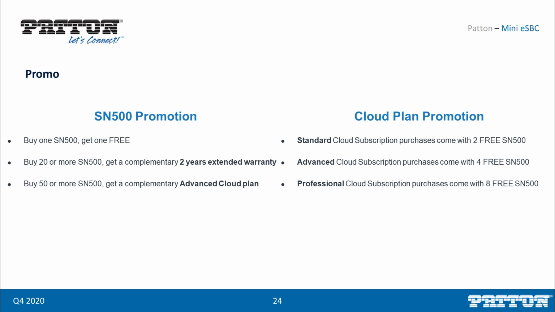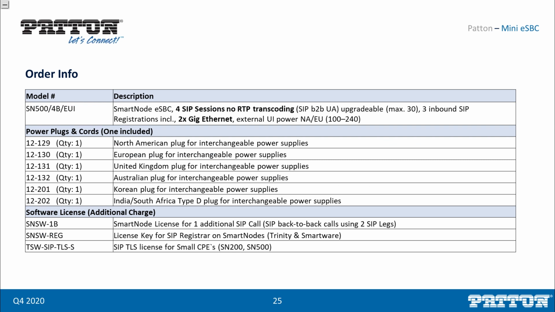And then we have a kind of an inverted thing. If you're interested in the Patton cloud because of other SmartNodes that you're deploying in your network, and you want to look at the SN500. Well, we want you to look at the SN500, basically, if you're a cloud player. So if you get a standard plan, we're going to give you 2 SN500s free of charge. To get an advanced plan, we're going to give you 4. If you get a professional plan, we're going to give you 8 free SN500s. So, how's that for value? You sign up for an OpEx service and you get CapEx free of charge.